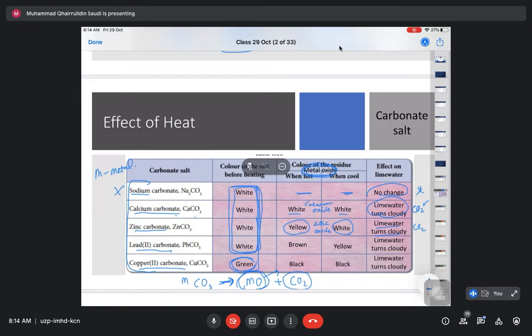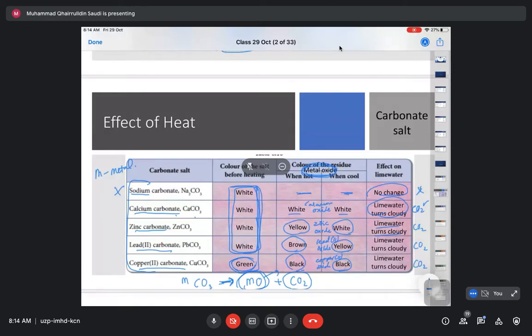Lead 2 carbonate bila dia decompose jadi lead 2 oxide. Okay, lead 2 oxide bila dia panas warna dia brown, bila dia sejuk warna dia yellow. Lime water turns cloudy, maksudnya ada carbon dioxide gas. Copper 2 carbonate bila kita panaskan kita akan dapat copper 2 oxide. Copper 2 oxide bila dia panas pun dia black, bila dia sejuk pun dia black. Carbon dioxide gas turns cloudy.